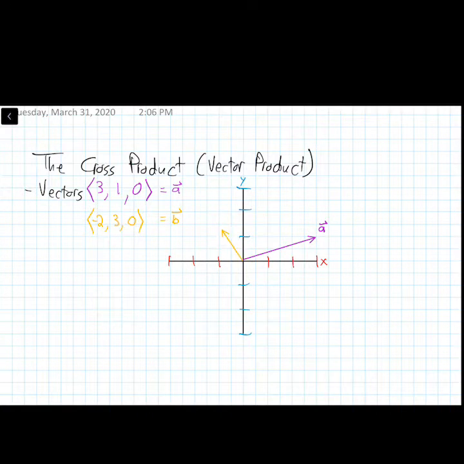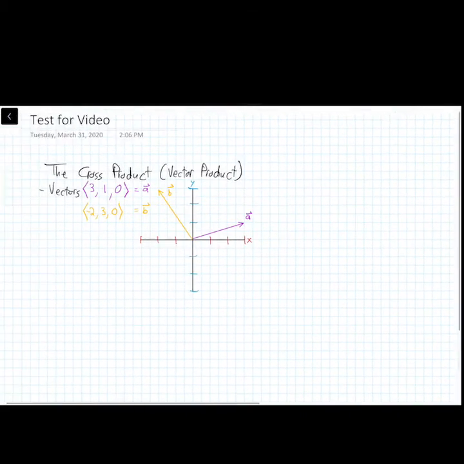There's a few different ways we can get to that. This part of the video, we're going to specifically talk about the determinant form and how we can use that to get the cross product out of 2 vectors.